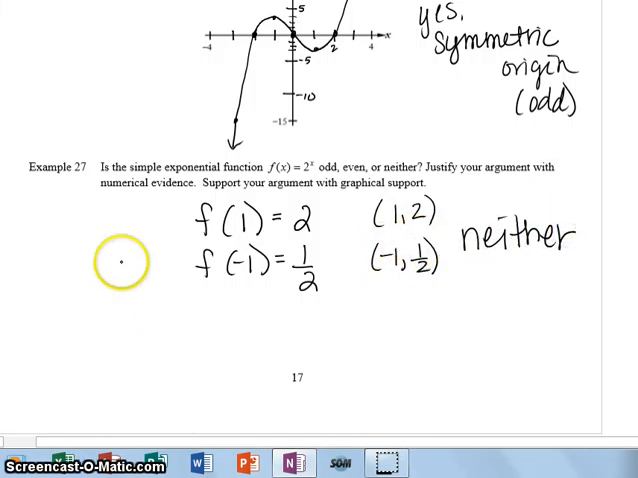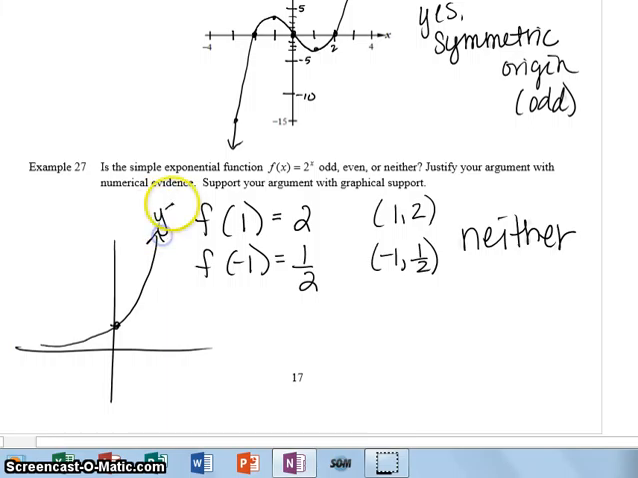If you were to sketch this in your calculator, you're going to get a graph that looks something like this. And you can see it is not symmetric to the y-axis, and it is not symmetric to the origin as well, so therefore it's neither.